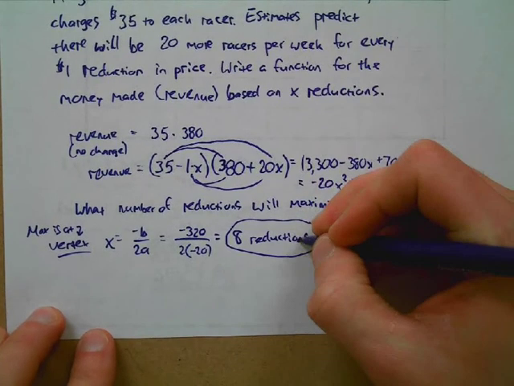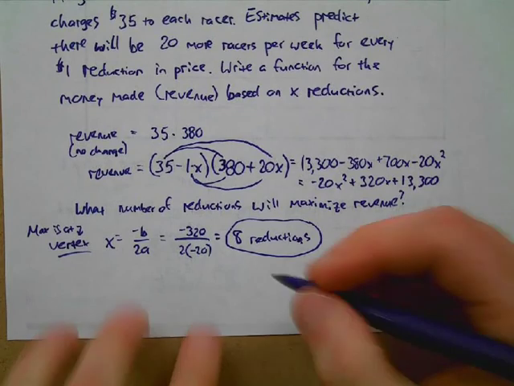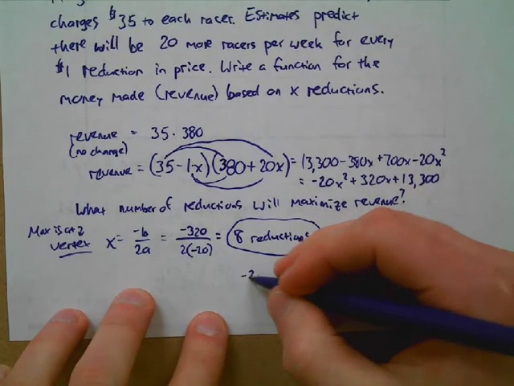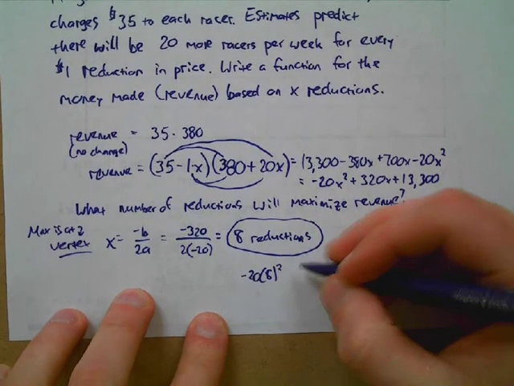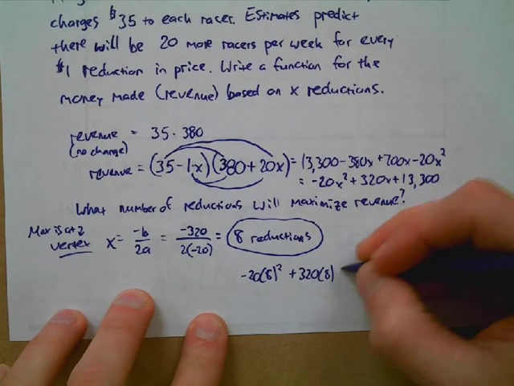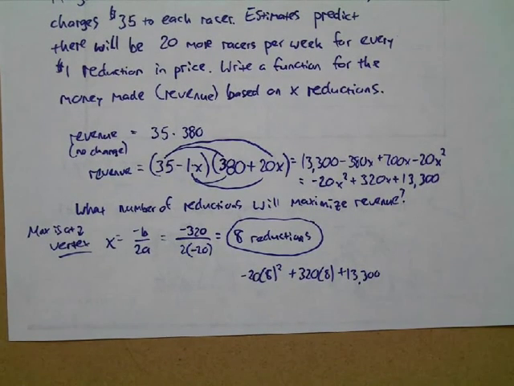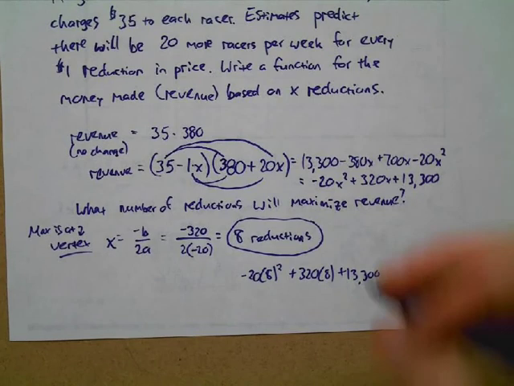Okay, so in other words, they take $8 off the price. They're going to gain 160 more people, and that'll maximize the revenue. If you want to find what the actual revenue would be, then you're just going to plug in 8 there. So negative 20 times 8 squared plus 320 times 8 plus 13,300. Okay, and I get $14,580.